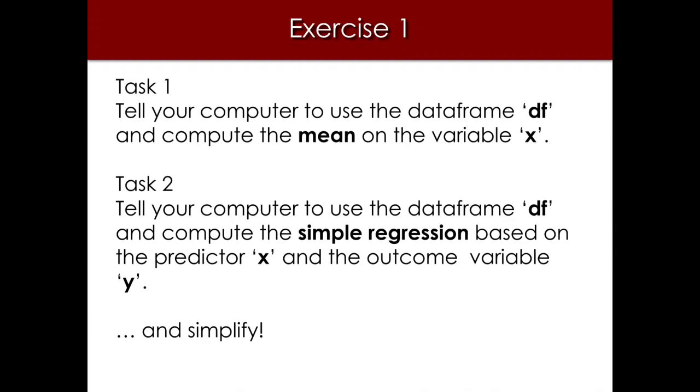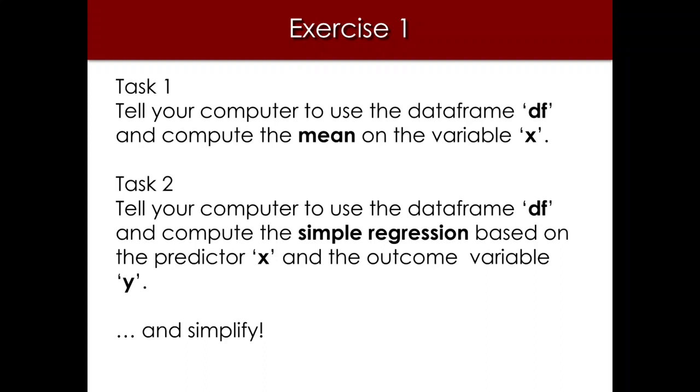Okay, I hope you tried it and now we can discuss the solution. So maybe your first solution was something like the following. Please computer, can you compute the mean score of the variable x using the data frame df? And for the regression model, you might have something very similar. Compute the regression with the predictor x, the outcome variable y, using the data frame df. So of course this is more human-based, but now we want to understand the underlying structure of this command.